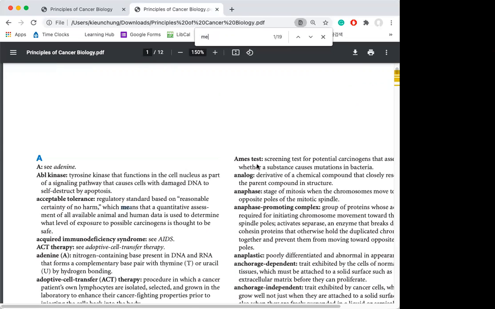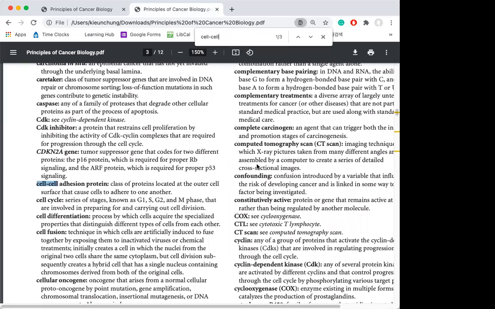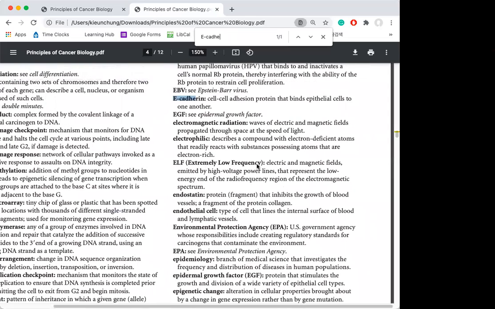Metastasis. Spread of tumor cells from one part of the body to another via the bloodstream or other body fluid. Cell-to-cell adhesion protein. Class of protein located at the outer cell surface that causes cells to adhere to one another. Cadherin. Cell-to-cell adhesion protein that binds epithelial cells to one another.